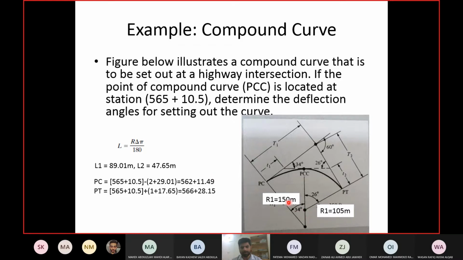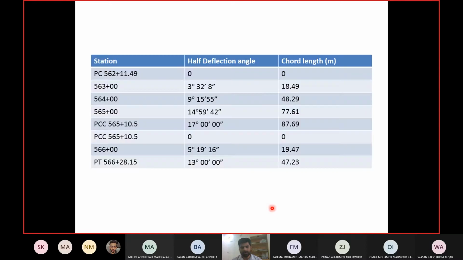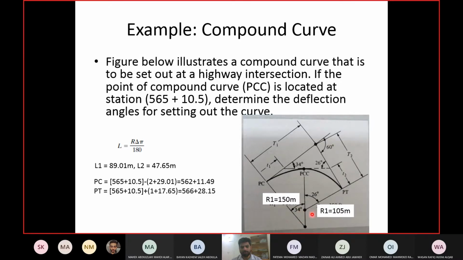So if you are calculating the length of the first curve, you put r as 150 and delta as 34. If you want to calculate the length of the second curve, you will put r as 105 and delta as 26. So L1, which is the length of the first curve, comes out to be 89.01 meters, which is 2 stations and 29.01 meters. 2 stations meaning 60 meters, and then the remaining is 29.01. And the length of the second curve is 47.65 meters, which is 1 station and 17.65. 1 station means 30 meters, and the remaining is 17.65.